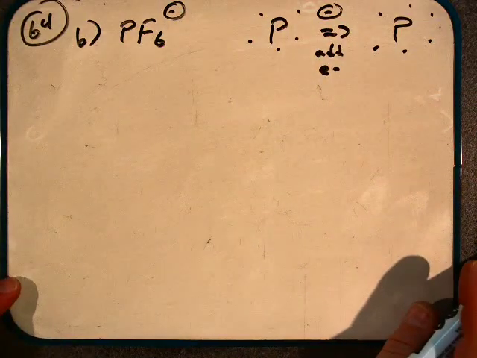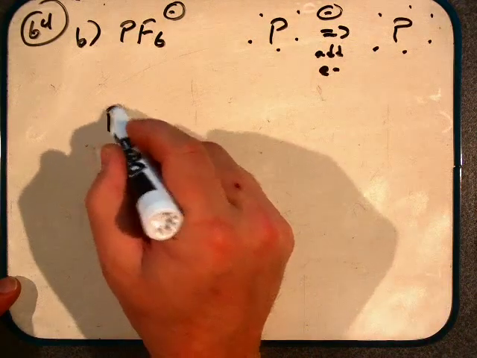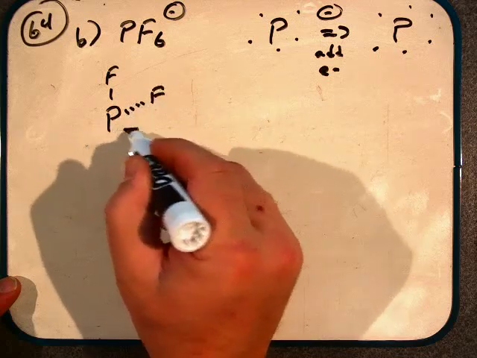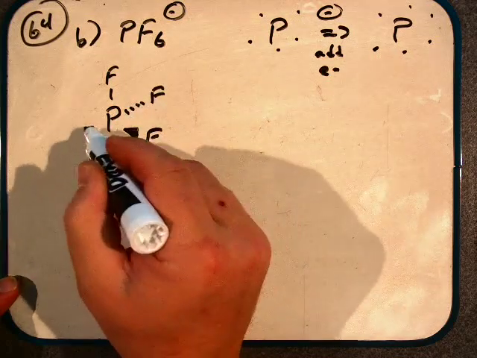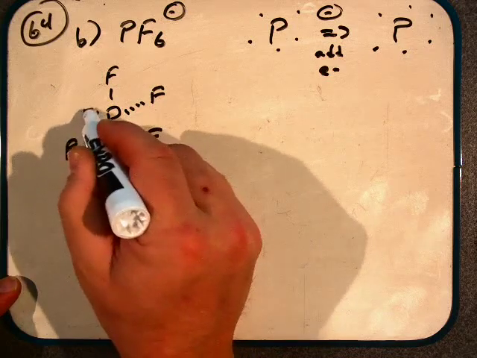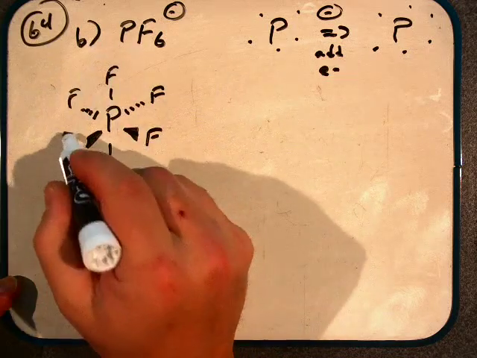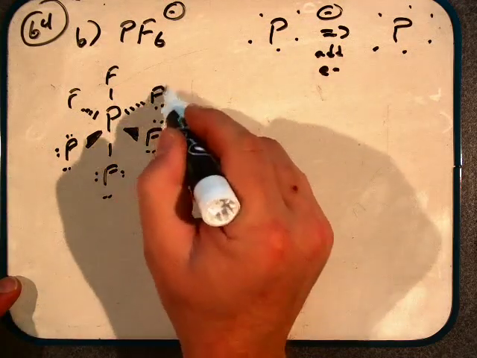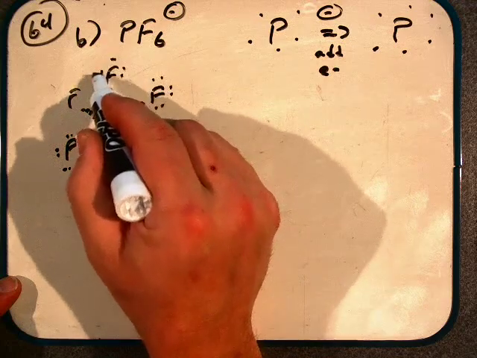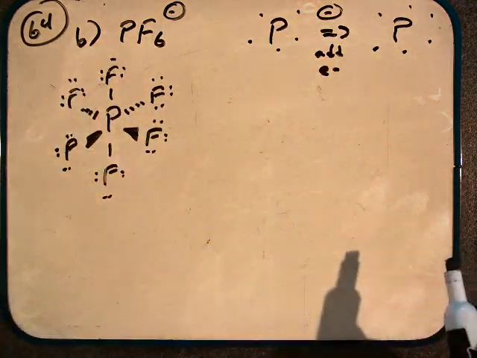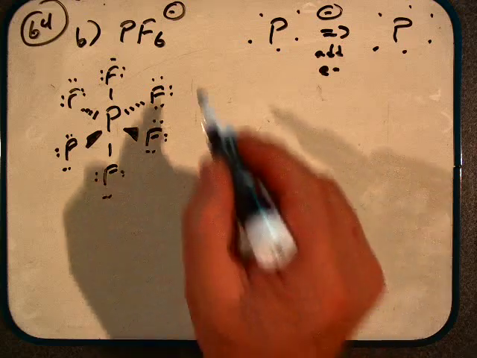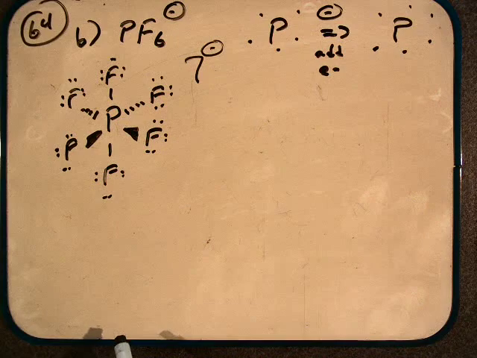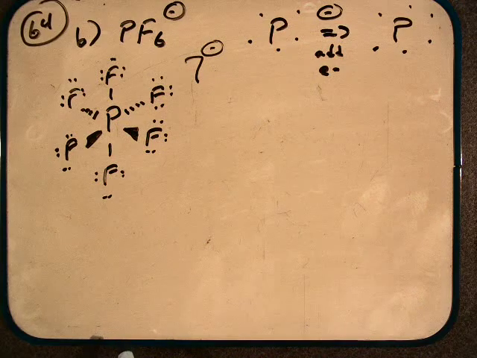And so now we can draw the structure. We have 6 groups, so we expect an octahedral geometry, with those fluorines about the phosphorus. And so that is our structure. We would then have a negative charge on that structure. We're just kind of throwing that in the top right corner here.